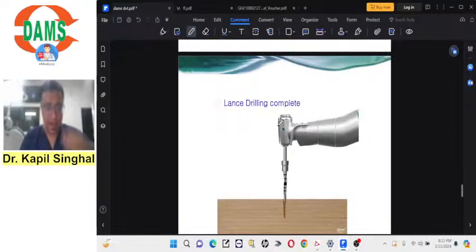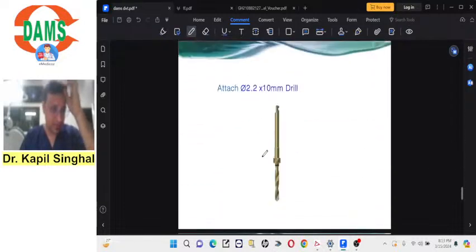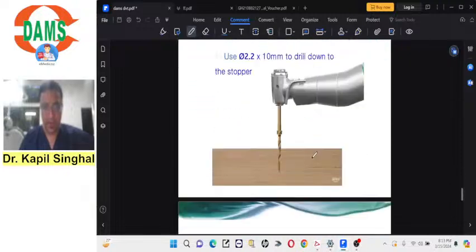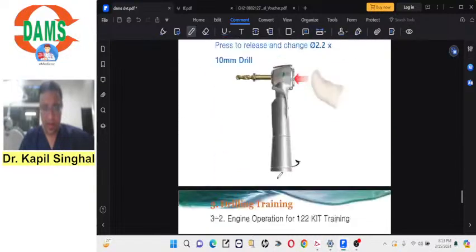The second drill is the pilot drill. After the lens drill, you remove this drill. So this is the second drill, that is a 2 mm pilot drill. This is a pilot drill and you will drill to the complete length. Okay. You will remove the pilot drill.